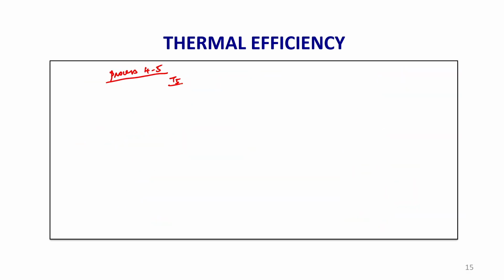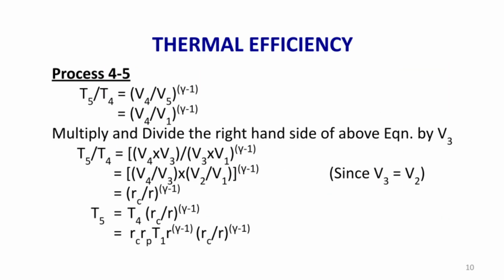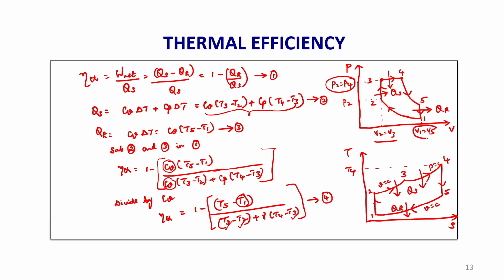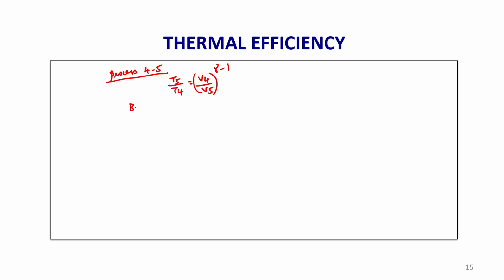T5 by T4, if you are writing the relation between temperature and volume, it will be V4 by V5 whole power gamma minus 1. Now, look at the pressure volume diagram. What is V5? V5 is equal to V1, because process 5 to 1 is constant volume heat rejection. So, therefore, T5 by T4 is equal to V4 by V1 whole power gamma minus 1.